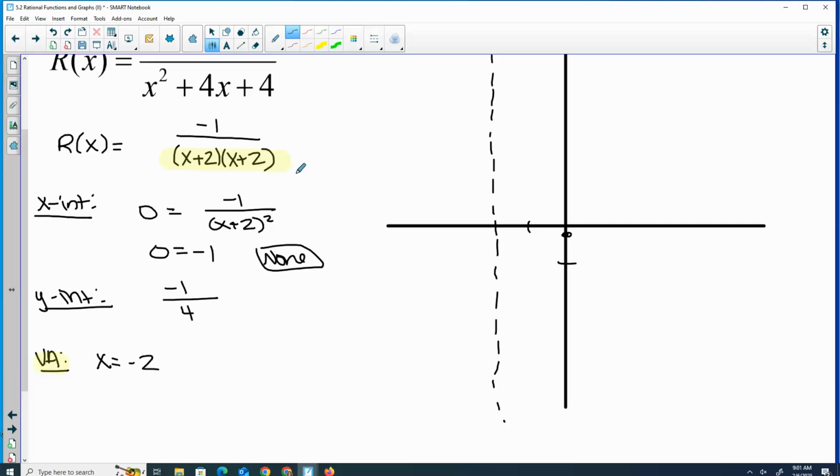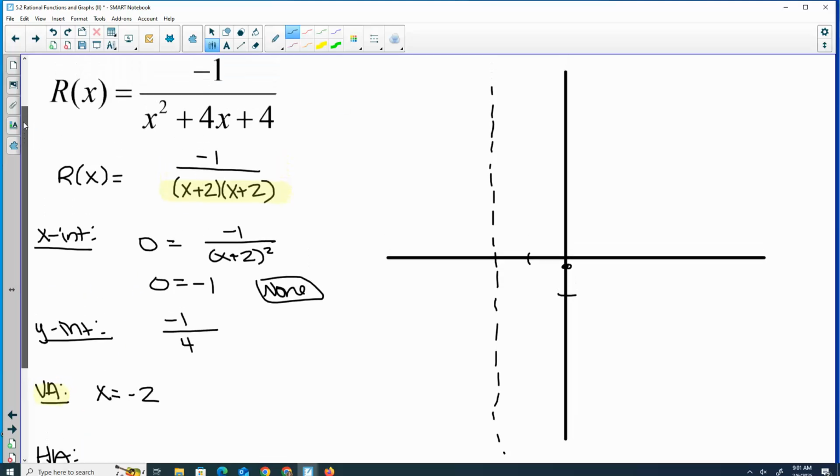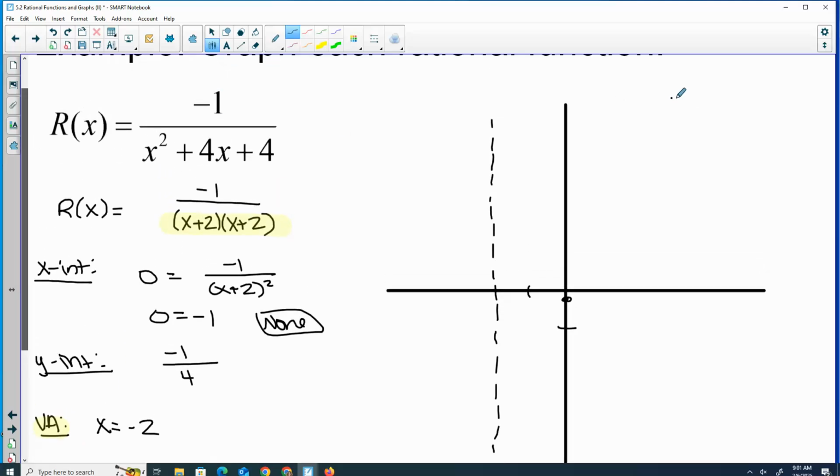Then we have horizontal and oblique. So we kind of talked Friday, or it seems like Friday, Tuesday, about how to find these. We generalized a few rules, but I told you if you forget, all you really have to do is divide. Can you do -1 divided by x squared plus 4x plus 4? If you do -1 divided by x squared, does that give me anything?